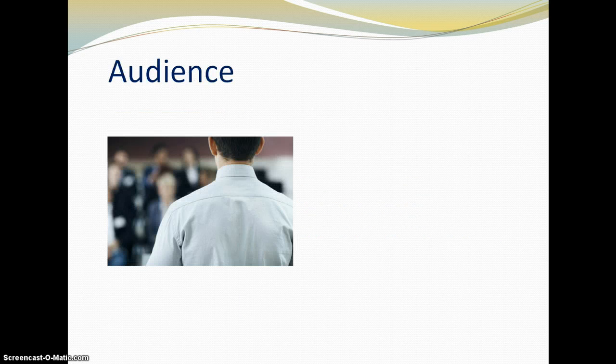You also need to think about your audience. Firstly, who are they? Is it a group of colleagues from the workplace? Is it a group of fellow students? Is it a prospective employer? Is it perhaps a prospective client? All of these different people will require a different approach adopted for the presentation itself. So think carefully about who your audience actually are.